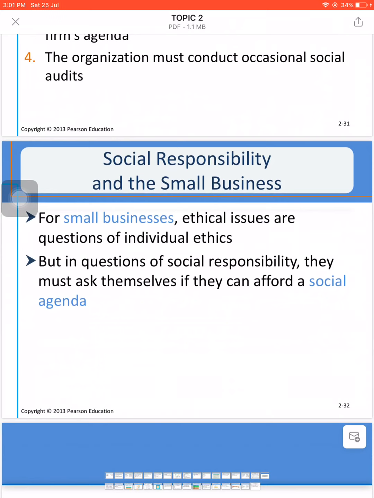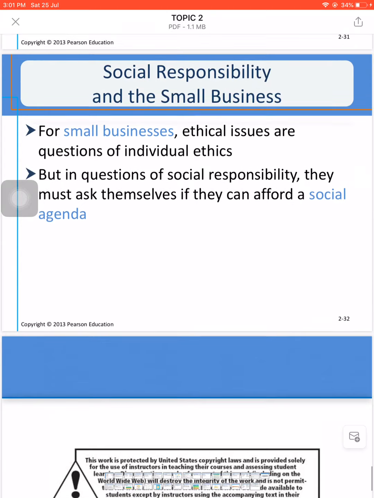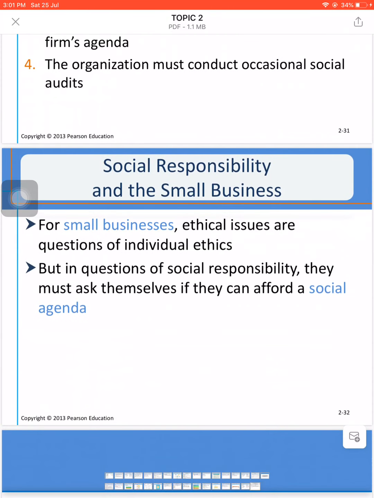And then next, this is the last slide, on how issues of social responsibility and ethics will affect small business. So, social responsibility and the small business. Many big business responses to ethical and social responsibility issues apply to small businesses. The differences are primarily differences of scale. What differentiates them is the scale, whether it's big or small.